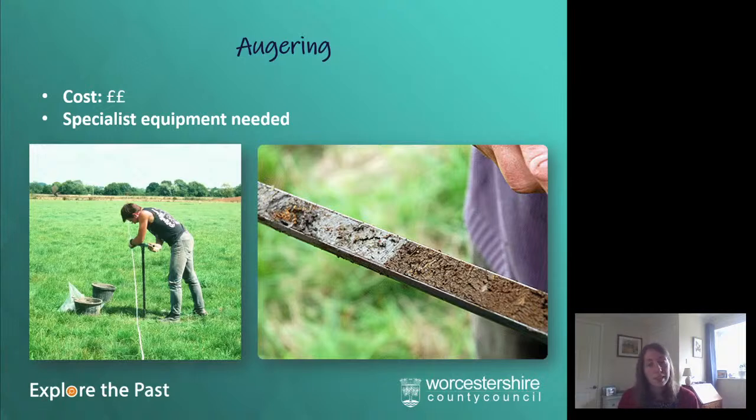So I mentioned auguring on the list earlier, and I suspect some of you may have wondered what that one was. This is a lesser known archaeological technique, but it is very useful for understanding what layers lie beneath the ground without having to dig a huge, great big hole. It involves pushing into the ground a narrow metal tube, as you can see in the pictures, and then bringing back up a thin core of sediments. So these are recorded, and then you're able to see at what depth the soil changes and how it changes.